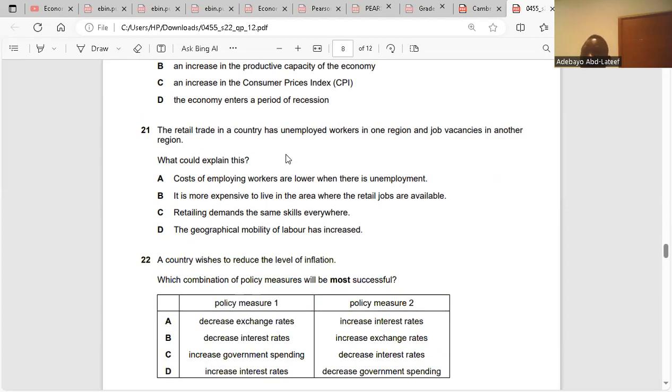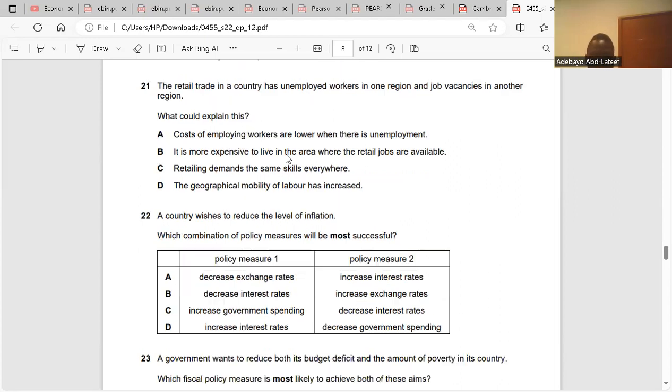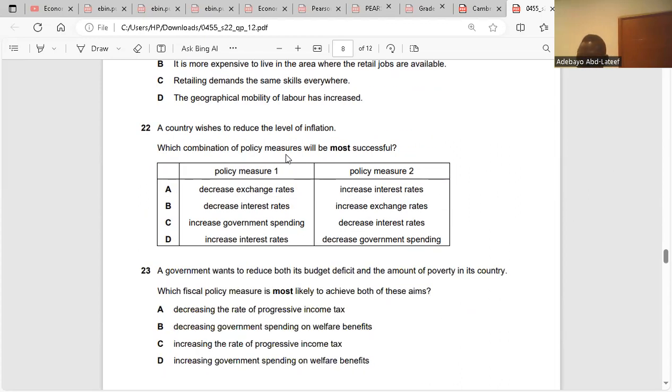Question 21. A retail trade in a country has unemployed workers in one region and job vacancies in another region. What could explain it? Did you get it right? Okay, great. So this might mean that the cost of living in the region where jobs are is high. So that's why a lot of people are not there. So the answer is B.